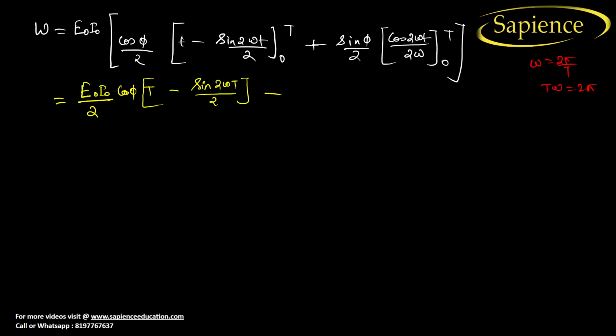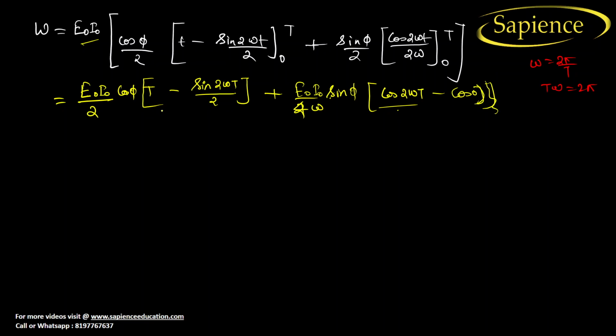So finally we have got this plus. I will take here also E naught I naught by 2 sin phi. So let 2 sin phi, and this is cos 2 omega t by minus, and can I take here 2 omega common, so this will become 4 omega. So from here cos 2 omega T minus cos 0, and cos 0 is 1, right? So these are the suitable example.